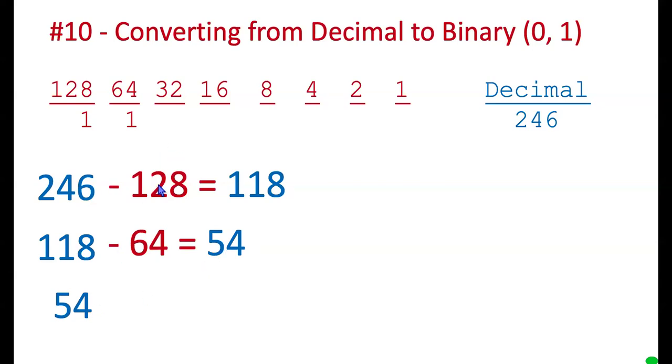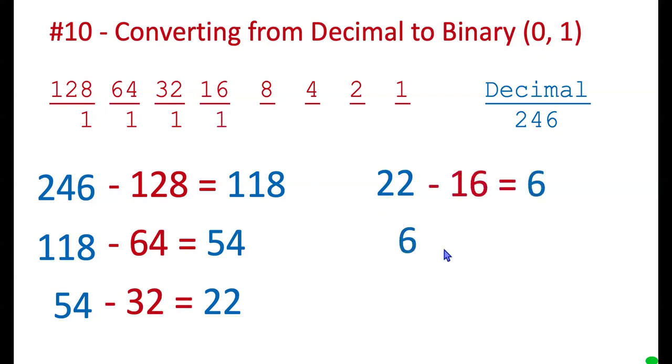And I'm going to give you a $32 bill. Yes. So let's subtract that. Now I owe you $22. Okay. Am I going to give you a $16 bill? Yes, I am. So now I owe you $6. Starts to get easier now, huh?